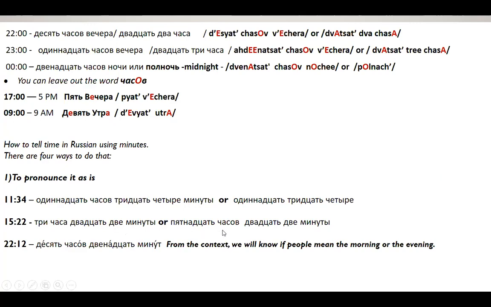15 часов 22. Or 15:22 without hours and without minutes. Again, from the context, we will know if people mean the morning or the evening. 22:12, 10 часов 12 минут. Could be 10 часов of the morning, 10 часов утра, or it could be 10 часов in the evening. But from the context, people understand, especially if time is written in this manner, 22:12.